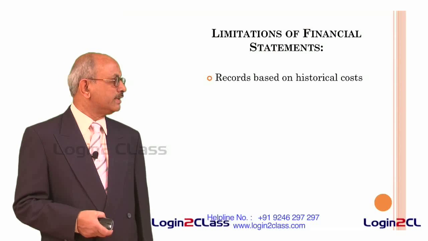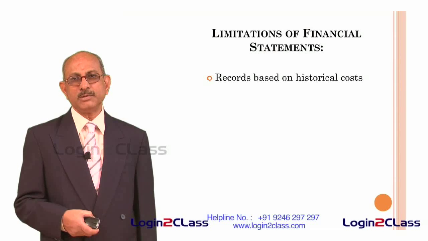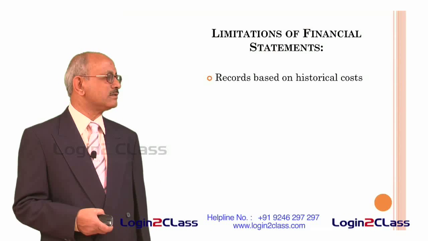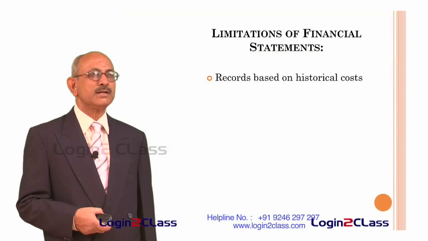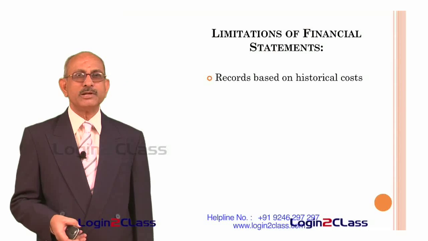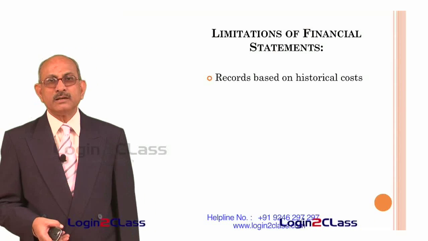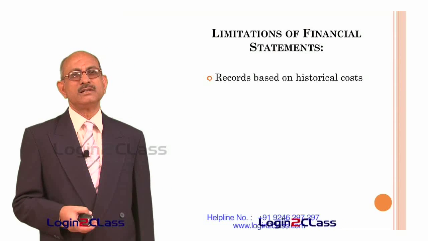One is they are based on records based on historical costs. That means they are prepared out of records based on historical costs. So what is the problem here? The problem is once they are recorded as per historical cost, irrespective of what the changes might take place in the economy or in the value of the assets and liabilities, they continue to be shown at historical cost.